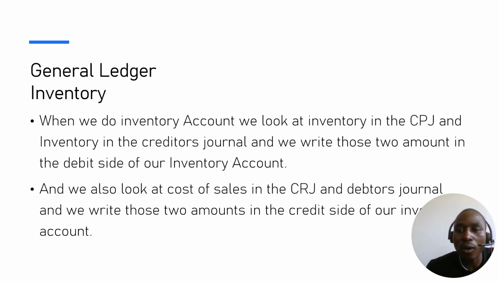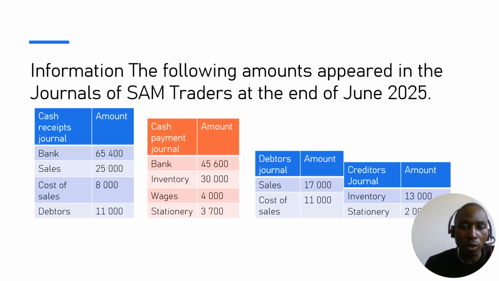Now, let's go and look at our given information. If we do have inventory in the CPJ and inventory in the creditors journal, we'll write those amounts on the debit side. And if we do have cost of sales in the CRJ and cost of sales in the debtors journal, we'll write those two amounts on the credit side.